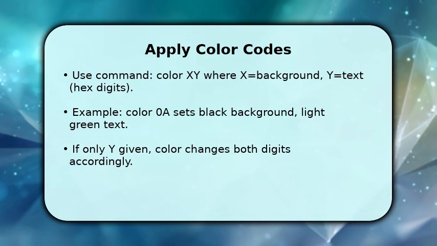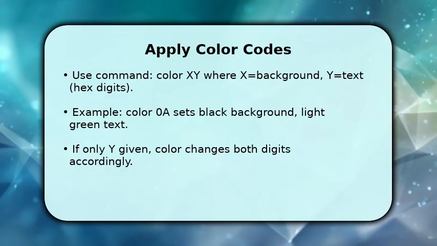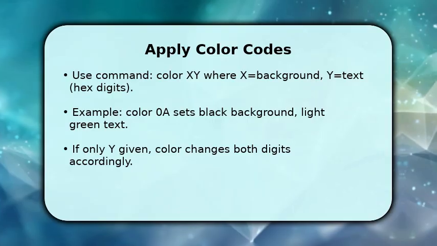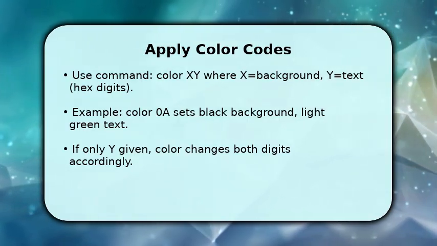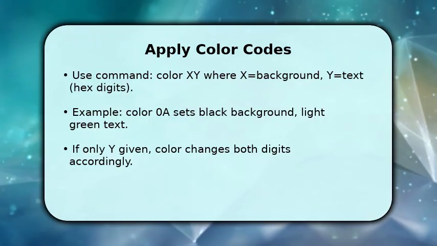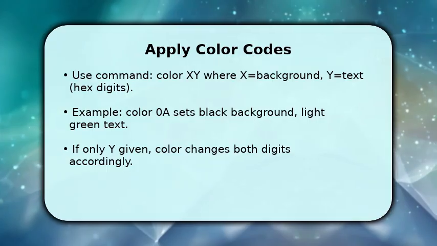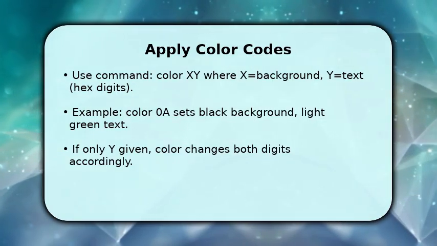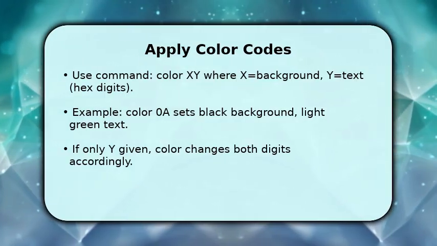Now apply the color codes. Type color followed by 2 hex digits where the first is background and the second is text. For example, color 0A sets a black background and light green text. That change is immediate. If you only supply 1 digit, Command Prompt treats it as the text color and leaves the background unchanged in some versions, so be explicit to avoid surprises. Once done, verify readability. If contrast is poor, pick a different pair and repeat quickly.